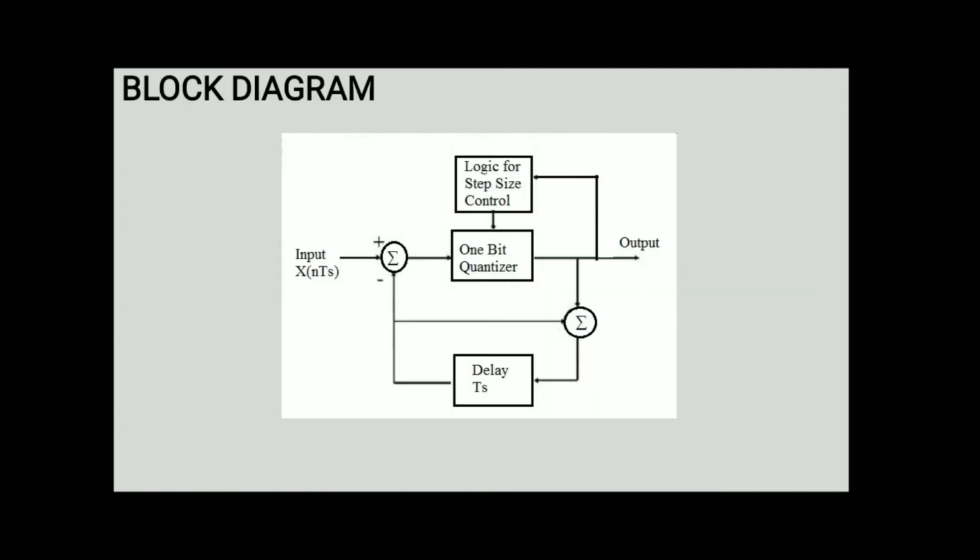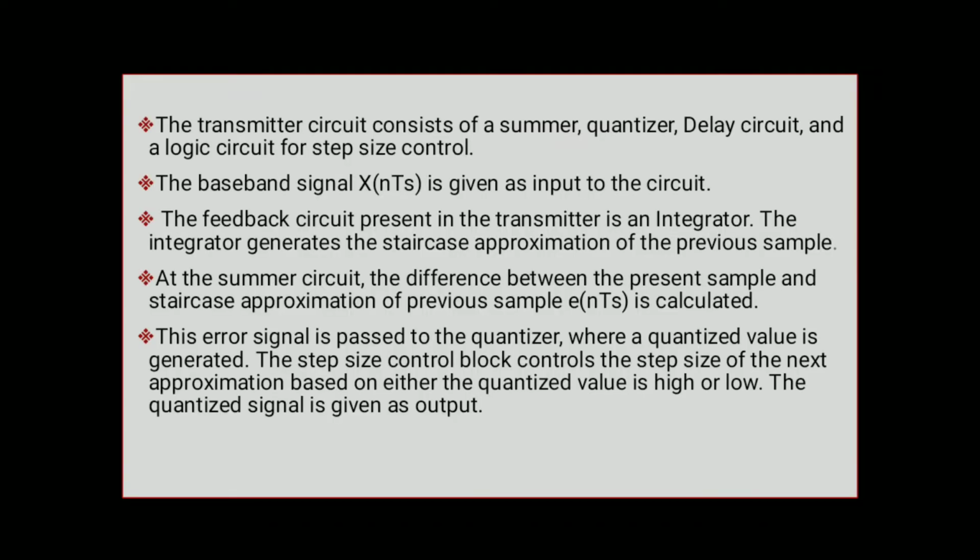This is the block diagram of adaptive delta modulation. The transmitter circuit consists of a summer, quantizer, delay circuit, and a logic circuit for step size control. The baseband signal X is given as input to the circuit. The feedback circuit present in the transmitter is an integrator. The integrator generates the staircase approximation of the previous sample.